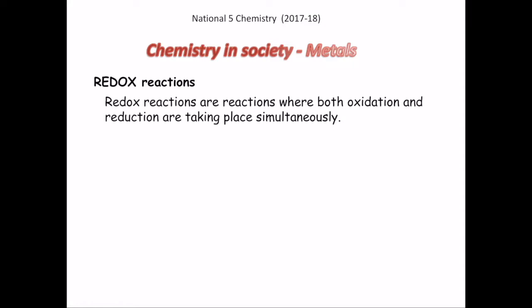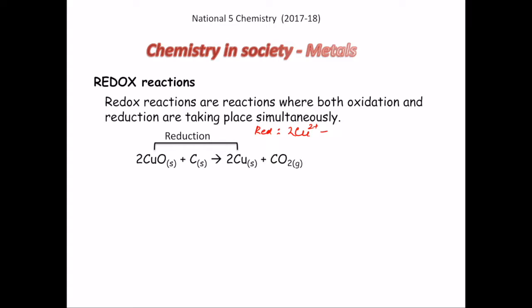Redox reactions are reactions where both oxidation and reduction are taking place simultaneously at the same time. So copper oxide combining with carbon giving you copper and carbon dioxide is an example of redox reaction. In this reaction, copper oxide is getting reduced to copper. So let's first do the reduction half of the reaction. So this can be, and if you try and balance it, it would be here 4 electrons giving you copper. So it will be 2 times 2.